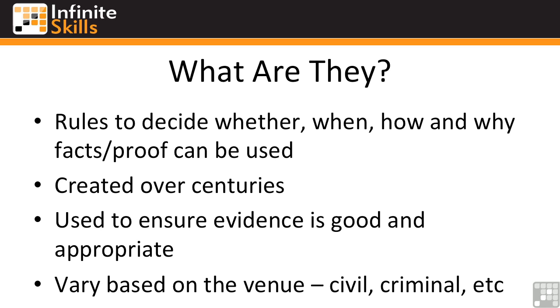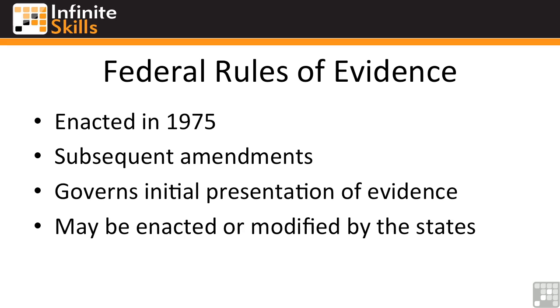The rules of evidence may vary based on the legal proceeding that's underway, if it's a civil case or a criminal trial, or maybe it's a family court situation. The rules of evidence may vary based on those particular sets of circumstances. In the case of the United States, we have federal rules of evidence. They were enacted in 1975. There have been subsequent amendments to the federal rules of evidence over time. But essentially, the rules of evidence have been in place as we know them since 1975.